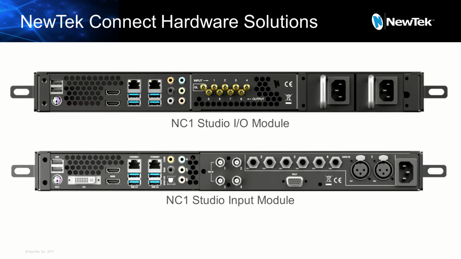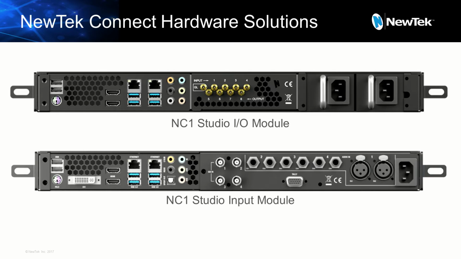The new unit that we just introduced at NAB is the upper box you see, which is the NC1 Studio I/O module. This one offers 8 connectors that can either be inputs or outputs. You can set up on an input by input basis which one is which. So you could have all 8 in, all 8 out, 4 in, 4 out, 6 in, 2 out, whatever combination you want to come up with, you can choose in there.